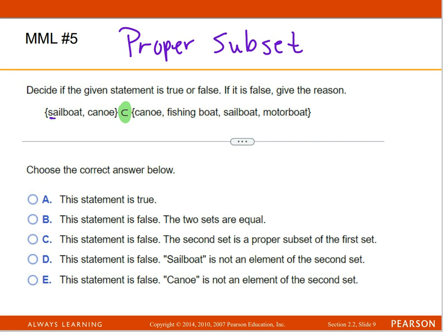And I see a sailboat and a sailboat, and I see a canoe and I see a canoe. So every element in the first set is also in the second set, but the second set also has a fishing boat and a motorboat, so they're not equal. So this is a true statement. The first set is a proper subset of the second one. So that's true.